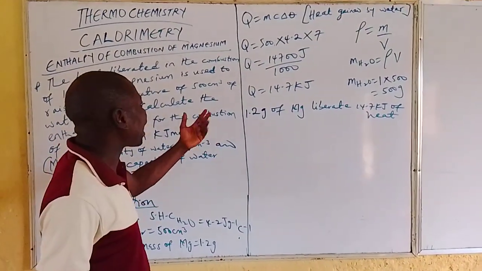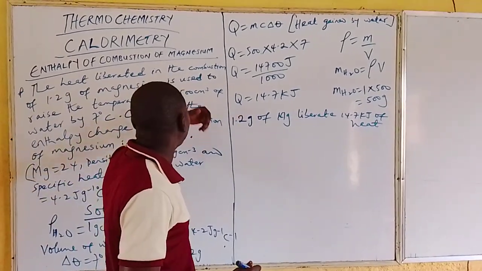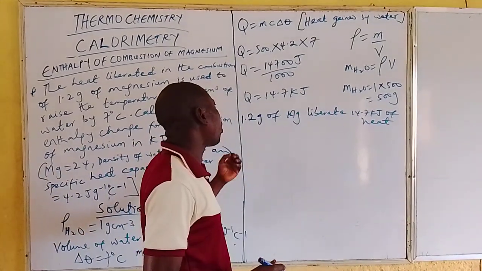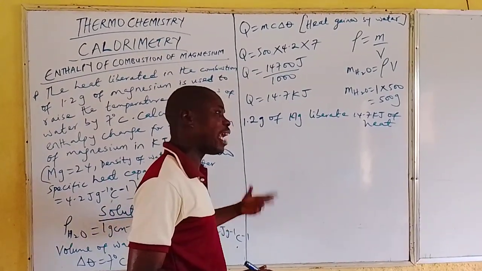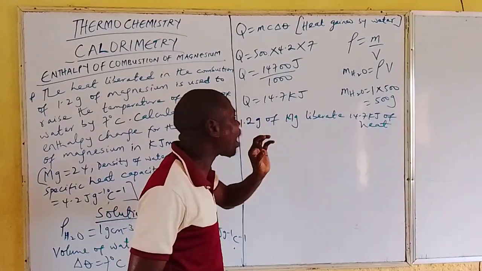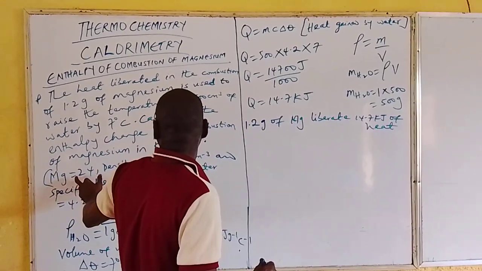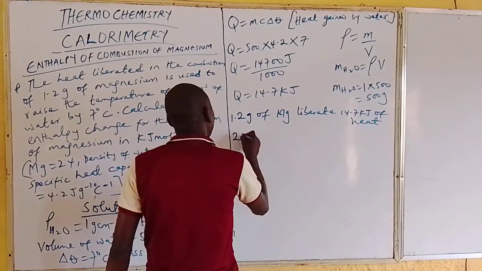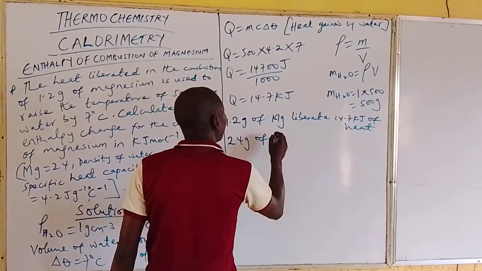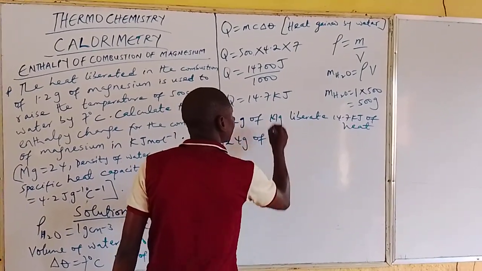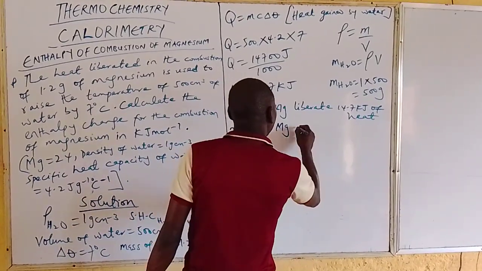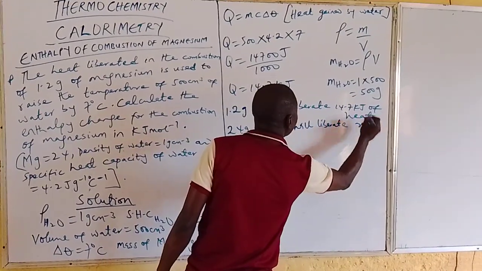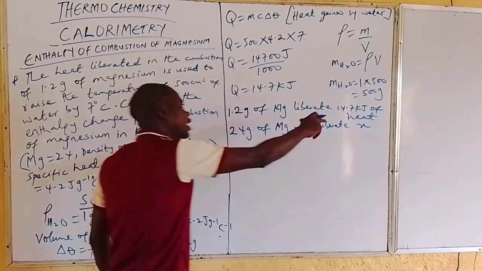Now, according to what I said earlier on, the enthalpy of combustion is the amount of heat evolved when 1 mole of a substance is completely burnt in air or in oxygen. And the mass of 1 mole of magnesium is 24 gram per mole. So that 1 mole is 24 gram. Hence, 24 gram of magnesium will liberate X amount of heat. So we need to find the unknown X.